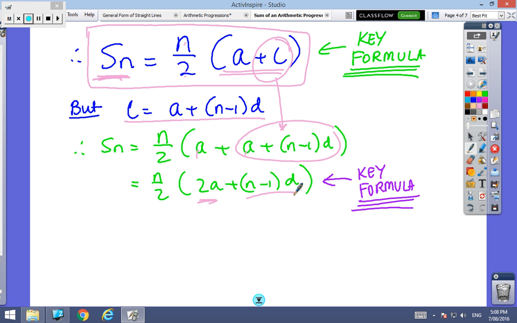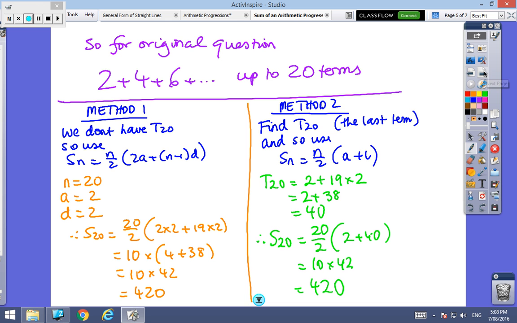So we've got two formulas. I've got n on 2 (A plus L), and n on 2 (2A plus (n minus 1)D). And I'll show you how to use those formulas. For the original question, 2 plus 4 plus 6 plus up to 20 terms, in method 1 we don't have the last term, so we use the long form of the formula: n on 2 (2A plus (n minus 1)D).